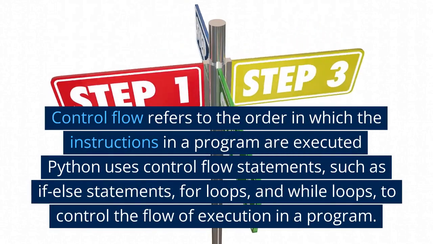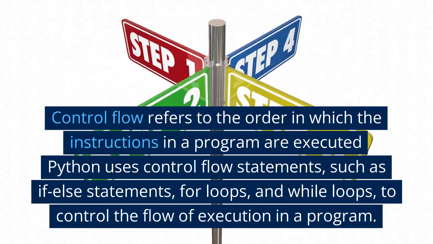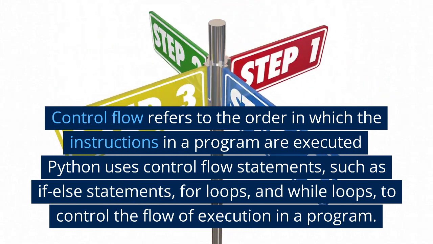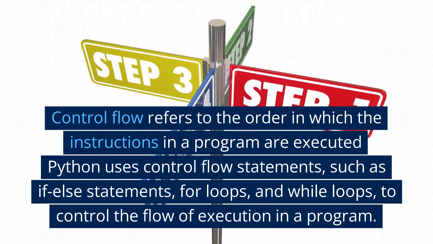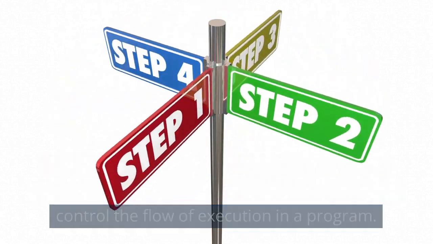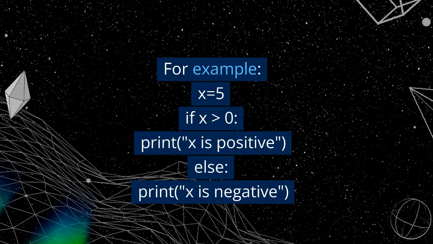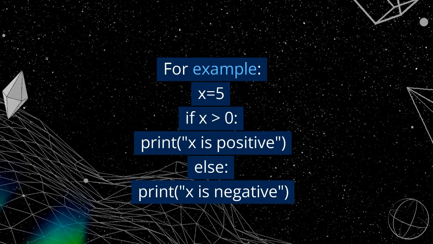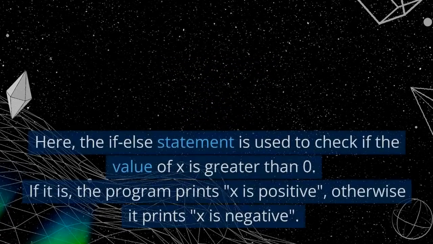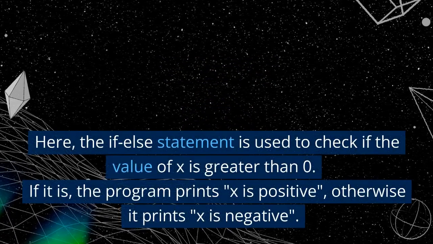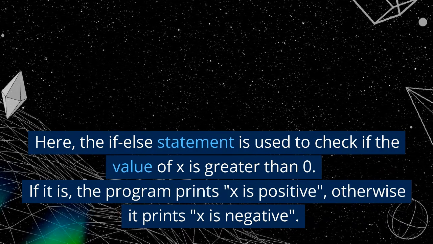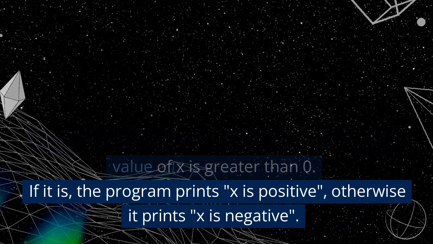Control flow refers to the order in which the instructions in a program are executed. Python uses control flow statements, such as if-else statements, for loops, and while loops, to control the flow of execution in a program. For example, x = 5, if x > 0: print "x is positive", else: print "x is negative". Here, the if-else statement is used to check if the value of x is greater than 0. If it is, the program prints x is positive, otherwise it prints x is negative.